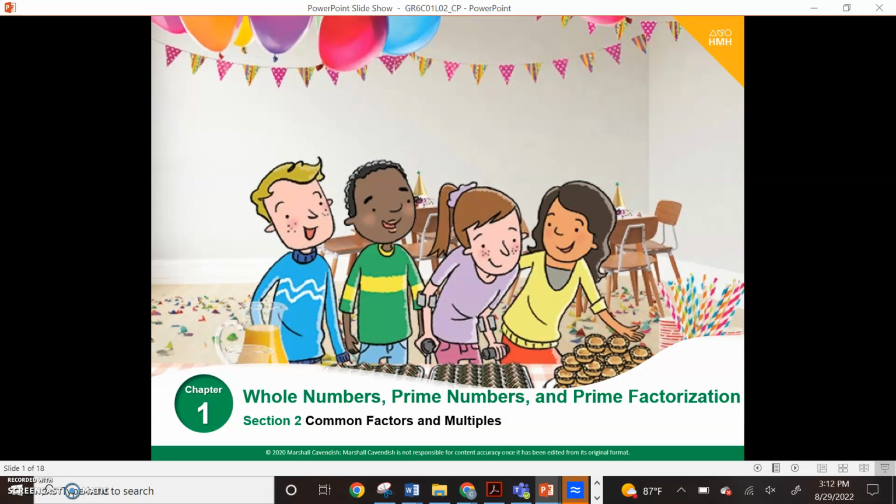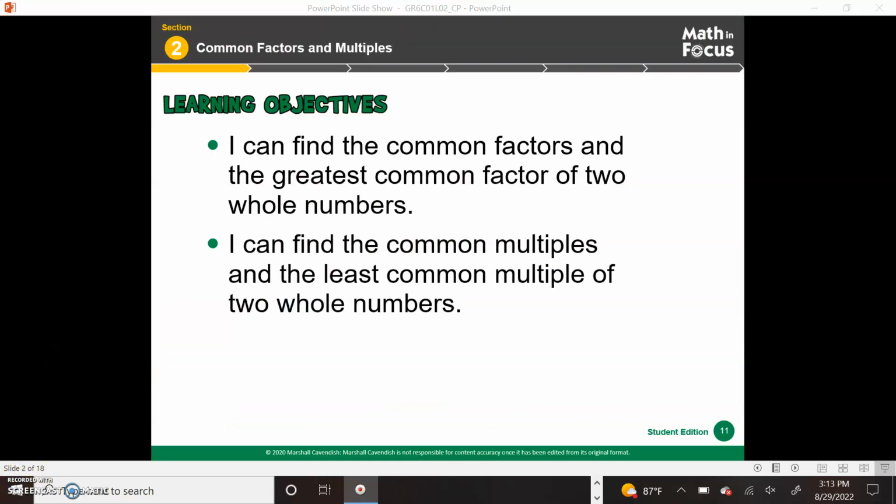You'll need to get out your math book and turn to page 11, get out your math journal and a pencil. There are two learning objectives for this lesson. First, you want to be able to find common factors and the greatest common factor of two whole numbers. A lot of times we call this the GCF. Also, you want to find common multiples and the least common multiple of two whole numbers, or the LCM. So you want to find the GCF and also the LCM of two numbers for this lesson.